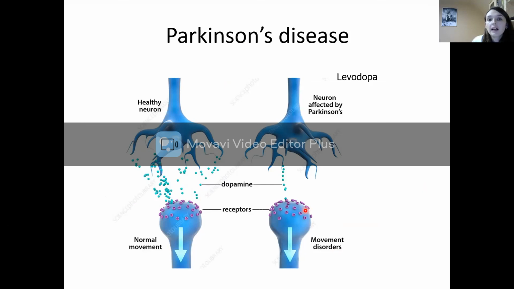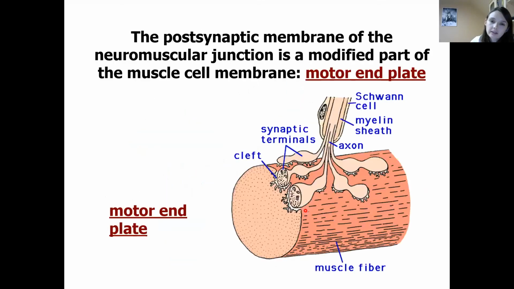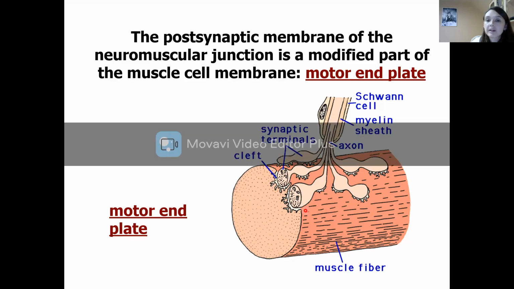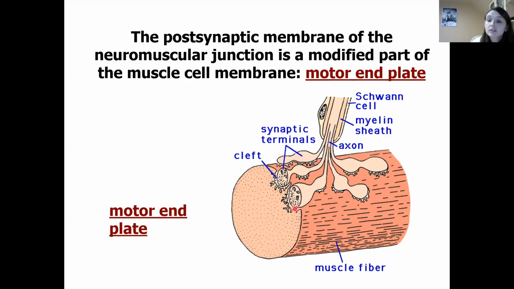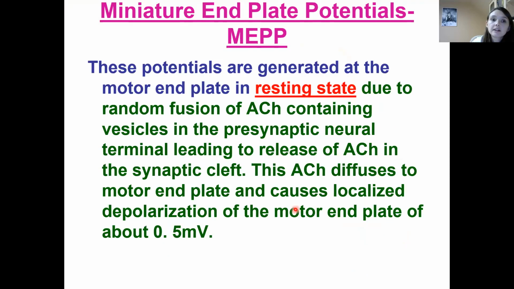Okay, that's the lesson on neurotransmitters. I would also like to return to the neuromuscular junction. The postsynaptic membrane of the neuromuscular junction is a modified part of the muscle cell, and it is called the motor end plate. So the postsynaptic membrane is called the motor end plate.